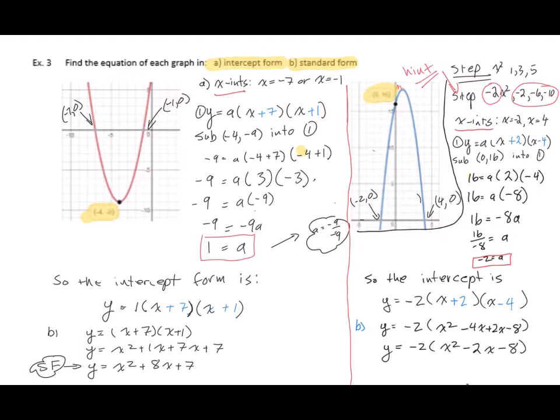And when we expand, our final standard form is: take the -2 and distribute into every single term in this bracket to get the following. So we find that our standard form for this equation is y = -2x squared + 4x + 16. And there you go. There you have it. So now let's move on to the final topic of today's lesson.